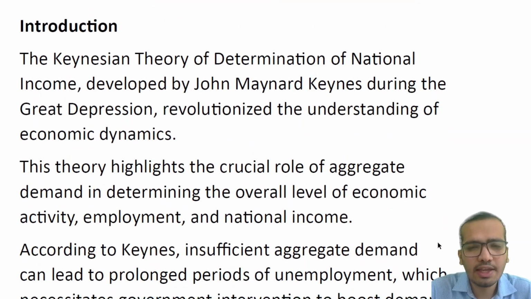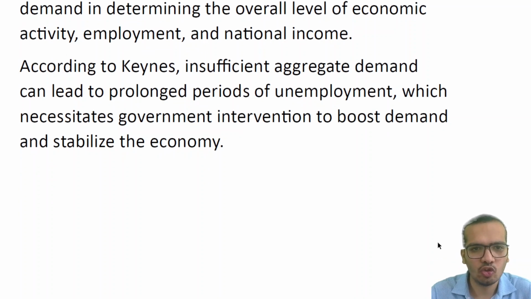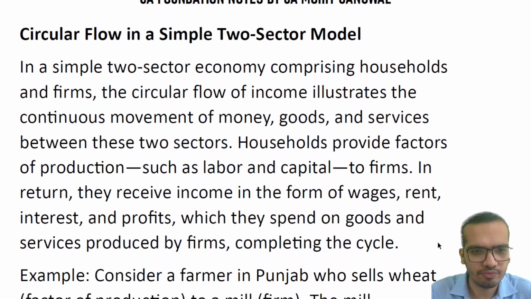Introduction. The Keynesian theory of determination of national income, developed by John Maynard Keynes during the Great Depression, revolutionized the understanding of economic dynamics. This theory highlights the crucial role of aggregate demand in determining the overall level of economic activities, employment, and national income. According to Keynes, insufficient aggregate demand can lead to prolonged periods of unemployment, which necessitated government's intervention to boost demand and stabilize the economy. So government intervention is necessary.